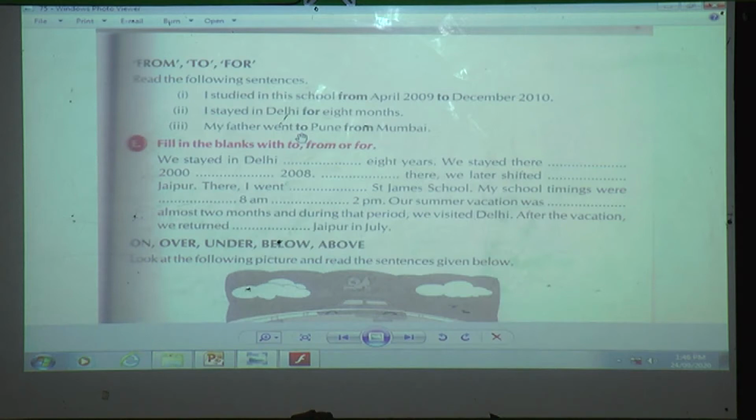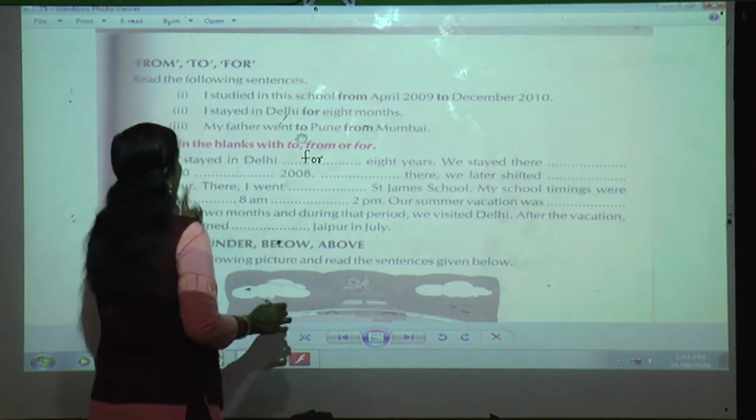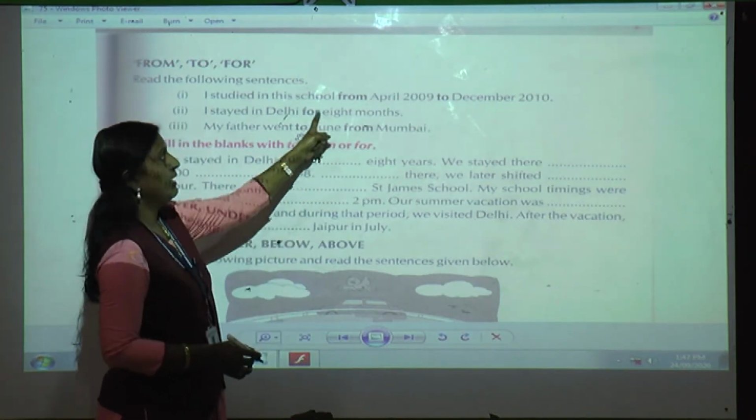Now in exercise E, what is there? You have to fill the blanks with to, from, or for. When you read the passage, you will come to know where we have to use the correct preposition. Shall we start, students, with exercise E? In the last session we finished exercises A, B, C, and D. Today we are going to start with exercise E. We stayed in Delhi for how many years? Yes, for 8 years. We stayed in Delhi for 8 years.